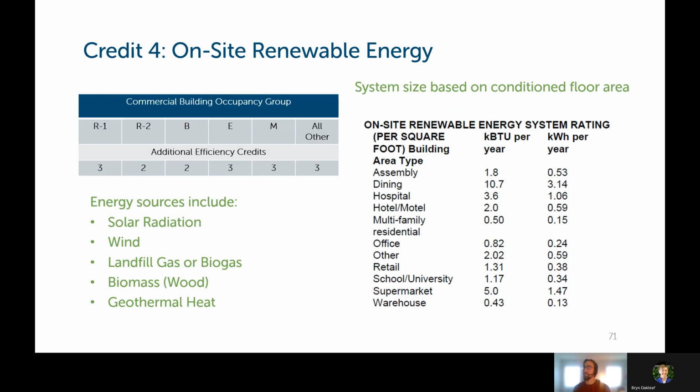On-site renewable energy. So if you use either, so these listed sources, solar, wind, landfill gas, biogas, biomass, or geothermal heat, if you size this renewable energy system based on the square footage of conditioned space for your building, it's listed here both in kBTU per year and kilowatt hours per year, depending on what type of renewable energy system you're going to install. It's the same value, just two different ways to see it. So if you install a system that is based on that size, you can claim these numbers of credits.